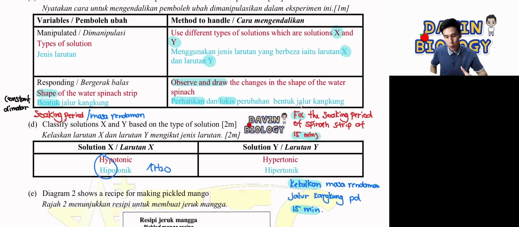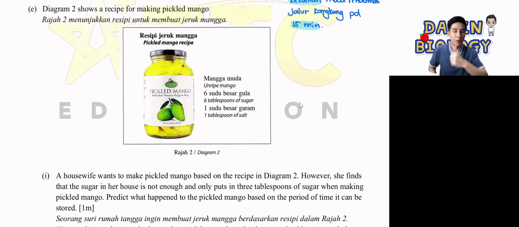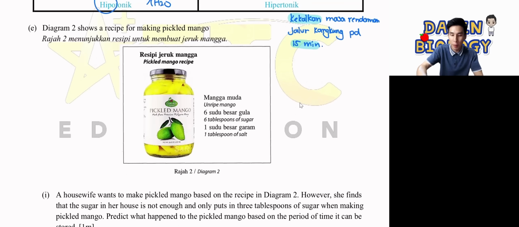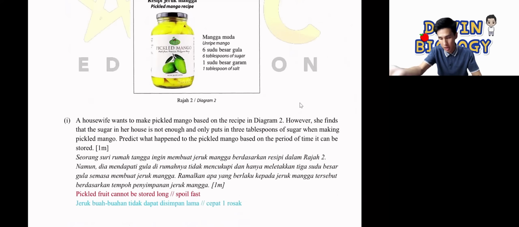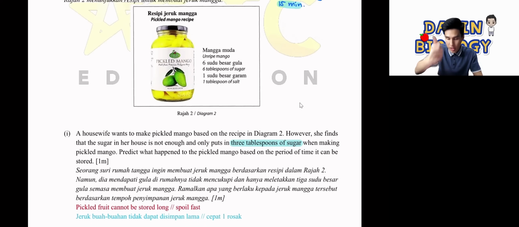All right. So sometimes they might ask a kind of random question. You might need to use a bit of bio knowledge to answer. So here they have a pickled mango, mangga jeruk. They say a housewife wants to make pickled mango based on the recipe. However, she finds that the sugar in the house is not enough. So she only puts 3 tablespoons of sugar, while the recipe says you must put 6.